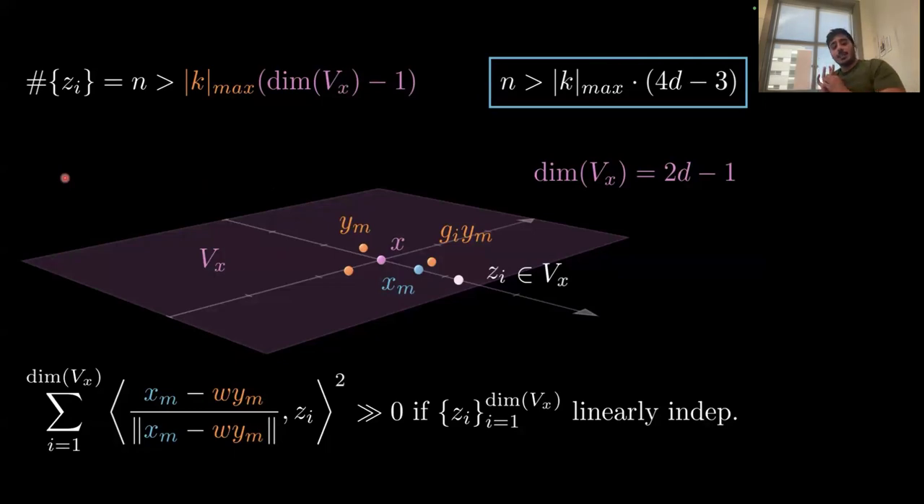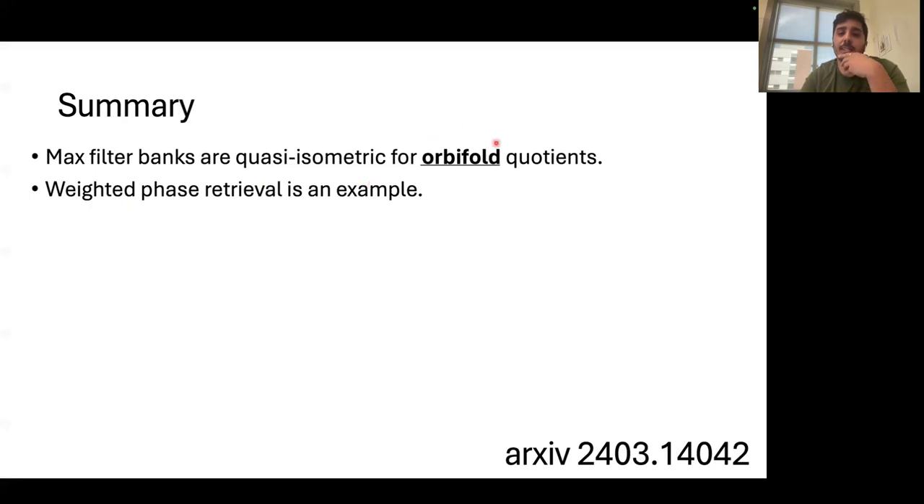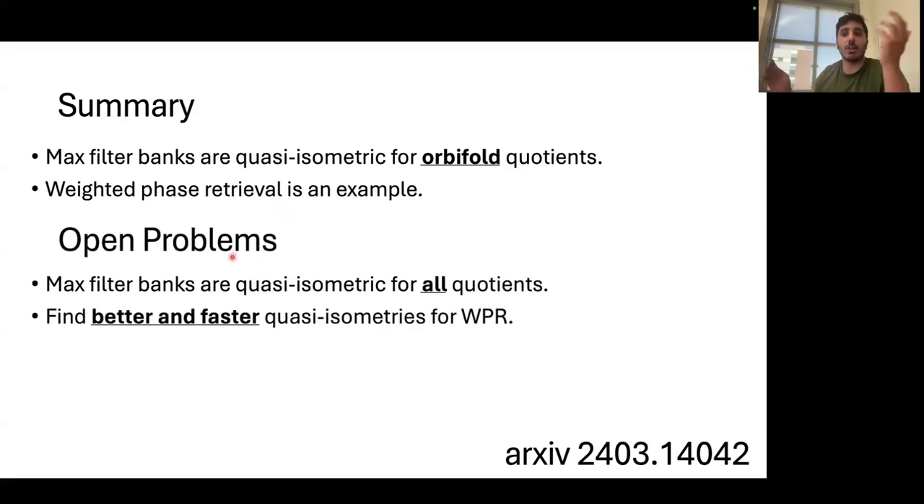Well, I hope this was just an illustration of what a proof can look like in this setting. Might have gone a bit fast, but in summary, these max filter banks, the paper addresses a more general setting where we show that it's quasi-isometric for orbifold quotients, and weighted phase retrieval is an example of an orbifold quotient action. And there are so many open problems left to do. It's still open whether these max filter banks are quasi-isometric for all group action quotients. We've only addressed the orbifold case in the paper.